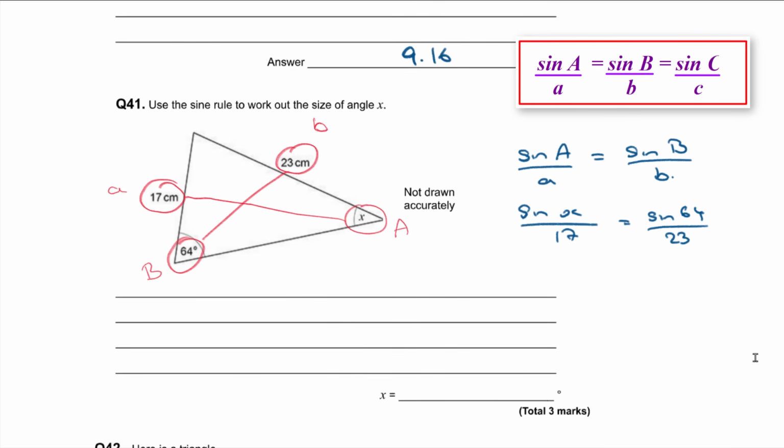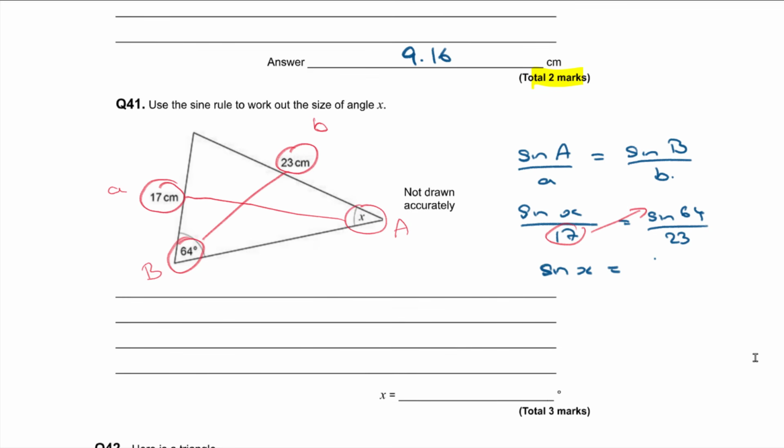Okay, need to get x by itself. Let's just cross multiply that 17 over to the other side. I'm going to get sine x equals 17 sine 64 over 23. So then x is going to be the inverse sine of that, isn't it? 17 sine 64 over 23. Okay, and that's what I'm going to type into the calculator.